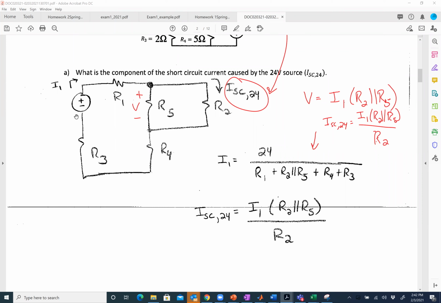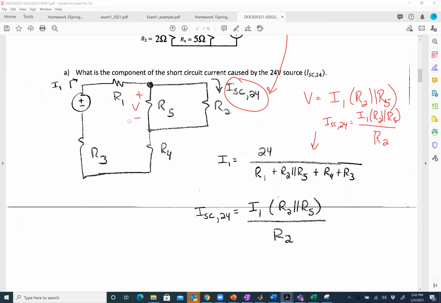So basically, the way I look at this, I go back to my source. My source is sitting here. From the perspective of that source, a current's going to leave the source, right? It's going to go through R1, and then it's going to split between R5 and R2, and then it's going to recombine, and the same current that's in R4 and R3 is going to be in R1. So R1, 3, and 4 are all in series. Why are they in series? Because they share the same current.